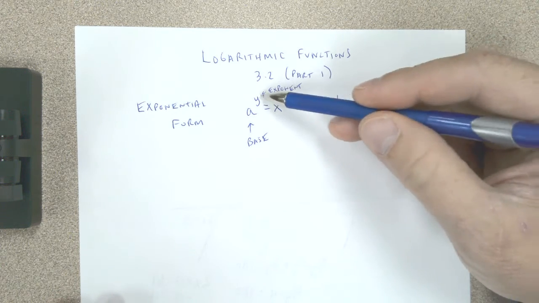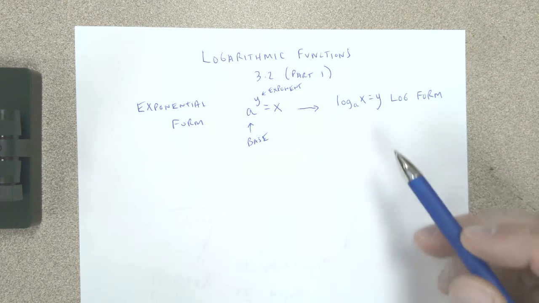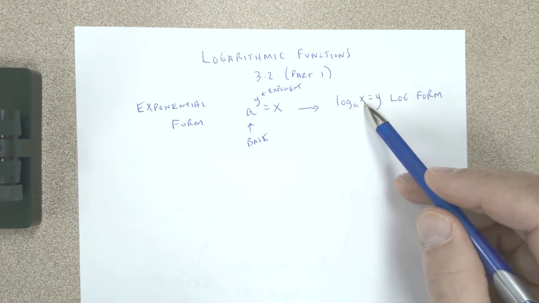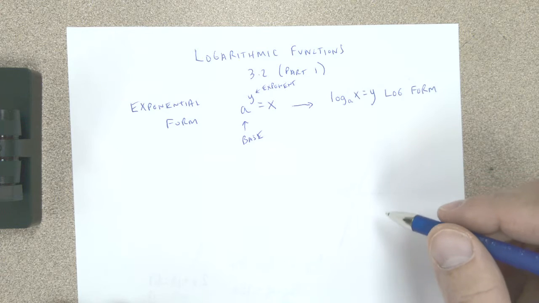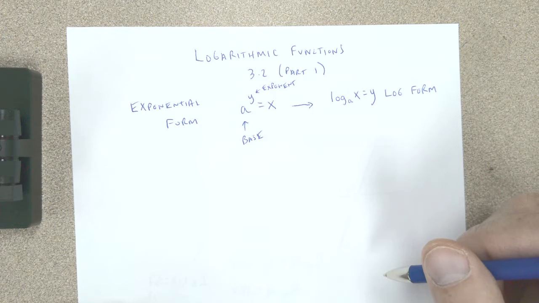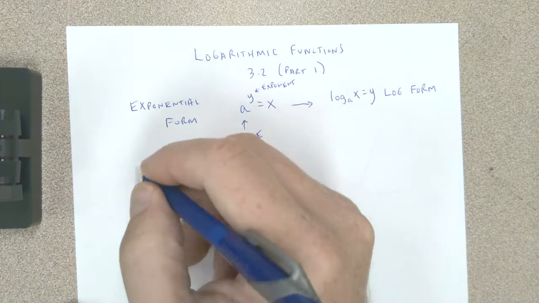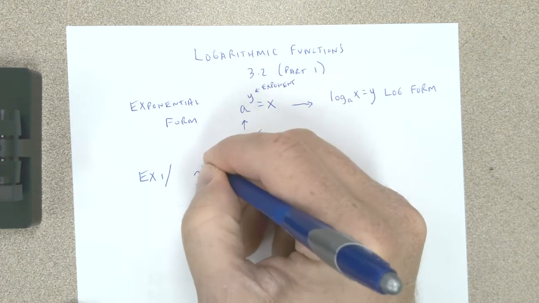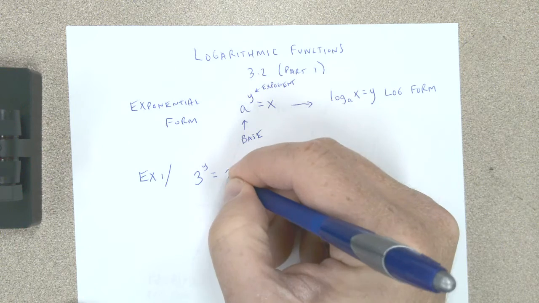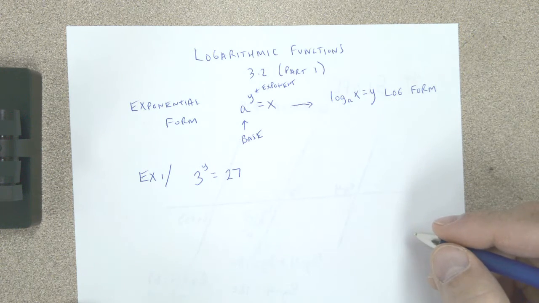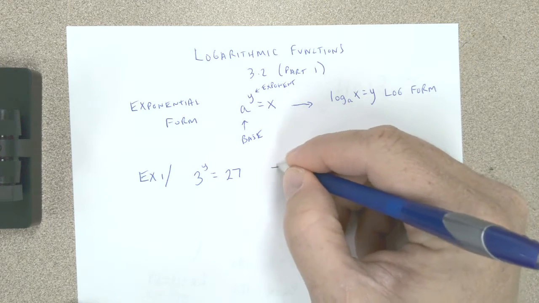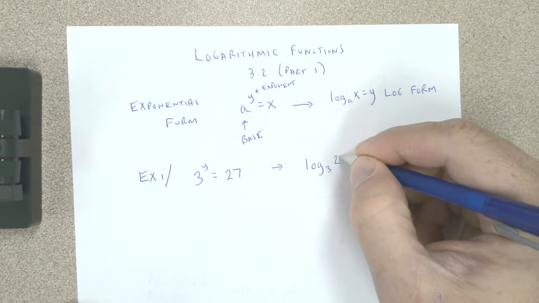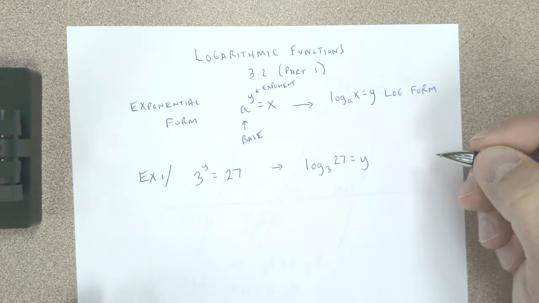So notice the x and the y are just switching. So if we're going to write this in exponential form, a to the y, again, it's an exponent, is equal to x. So base stays the same, and the other two play switcheroo is kind of the terminology we use. Let's look at an example. If I have, let's say, 3 to the y equals 27, and I'm going to write that in log form, or they ask you to write that in log form, we're going to say log base 3 of 27 equals y.